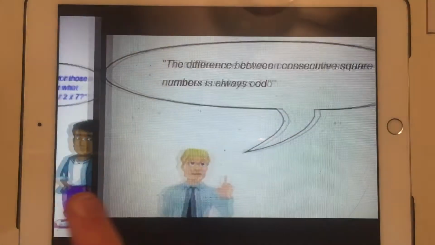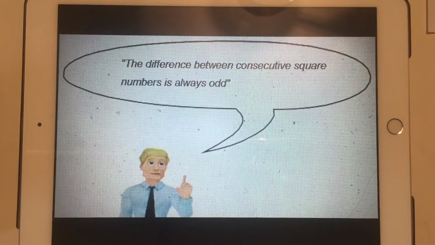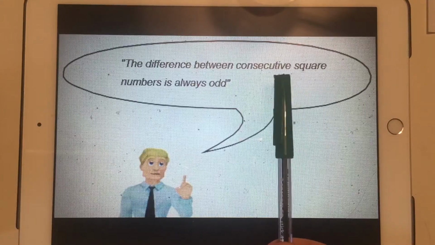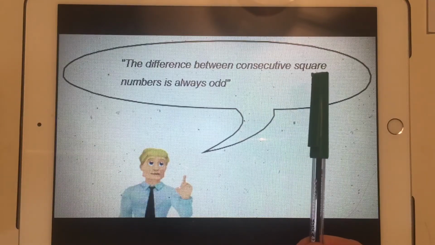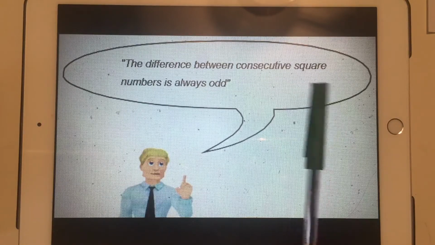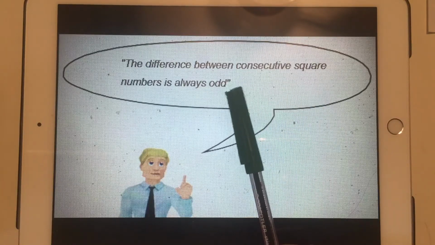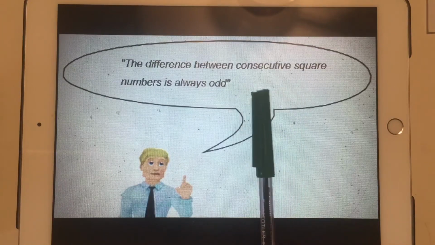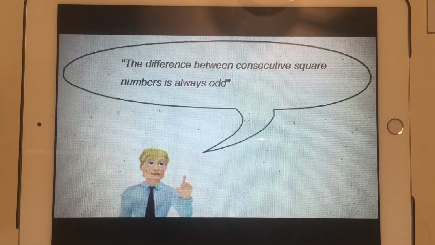And at the end of this topic, we'll be able to prove something like this, where it says the difference between consecutive square numbers is always odd. So for example, the first 2 square numbers are 1 and 4. The difference between those square numbers is 3, which is odd. But is this always going to be true for any consecutive square numbers that you can think of?